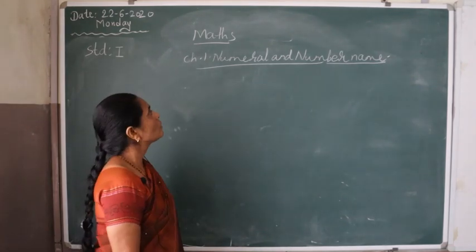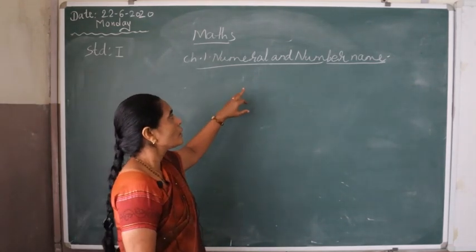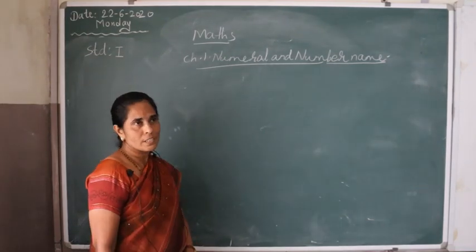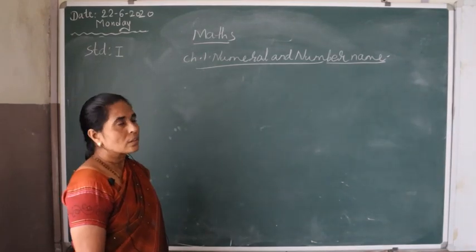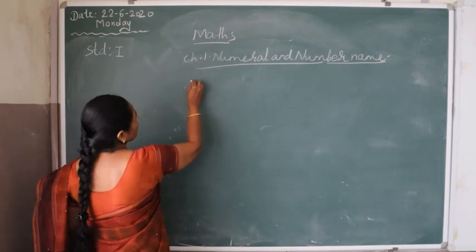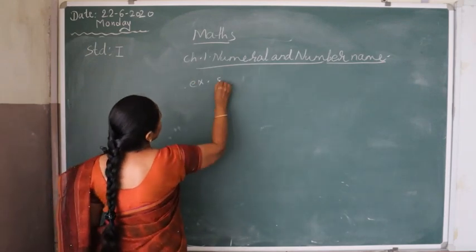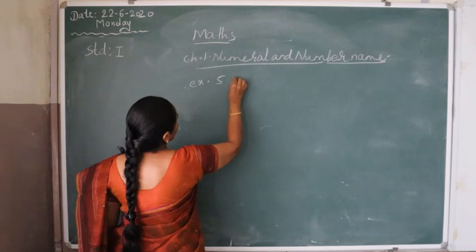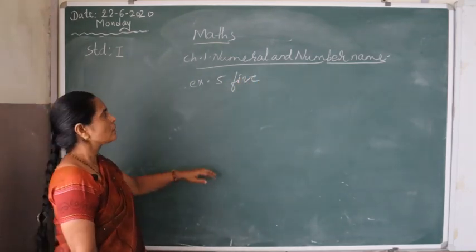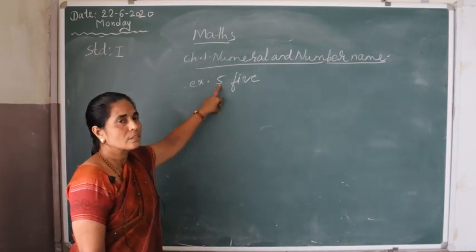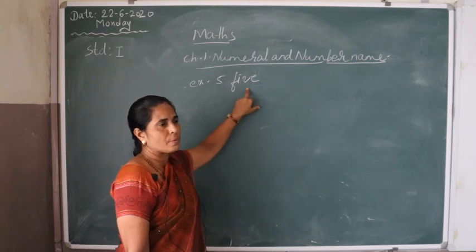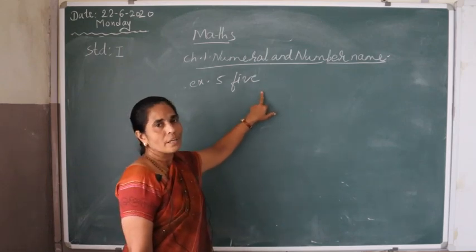Today, we are going to learn about numeral and number name. Already you have learned in senior KG also. Once again, revise here. Example 5. Spelling is F-I-V-E, 5. Here, 5 is numeral and this is F-I-V-E, the spelling, the numeral name.